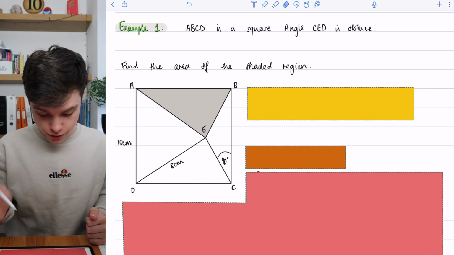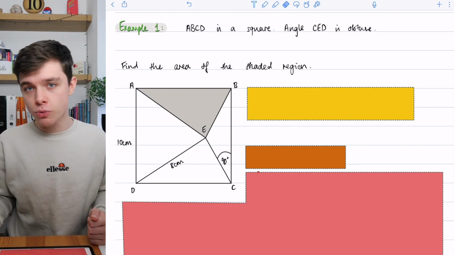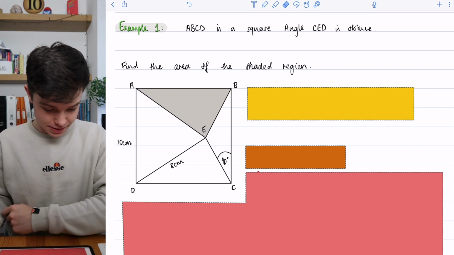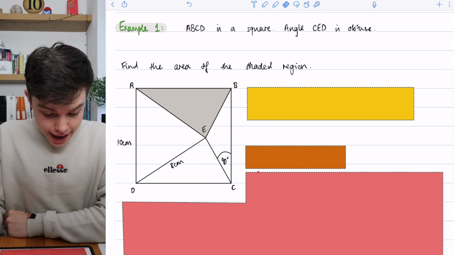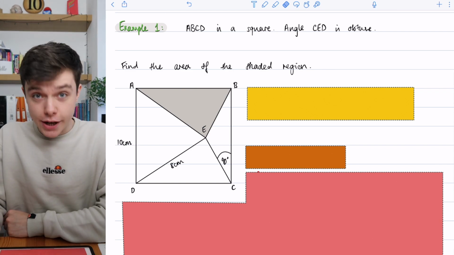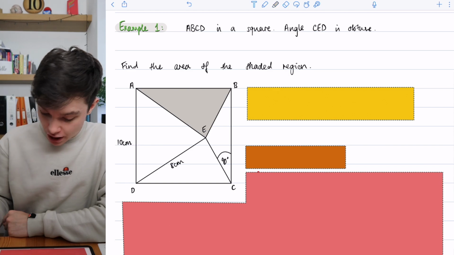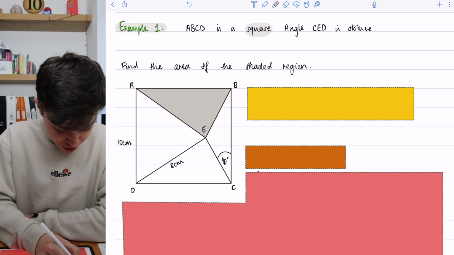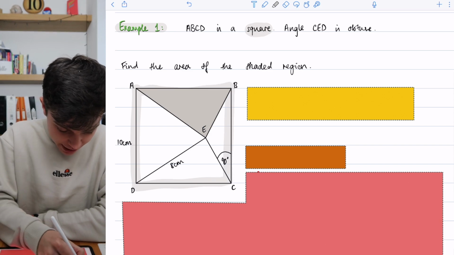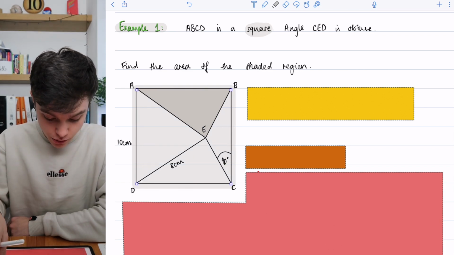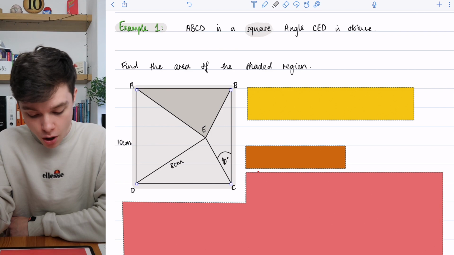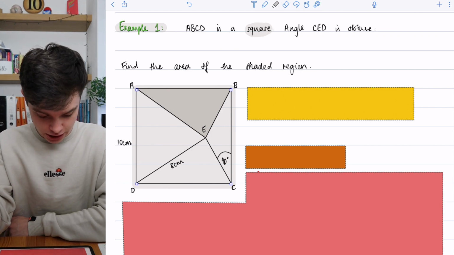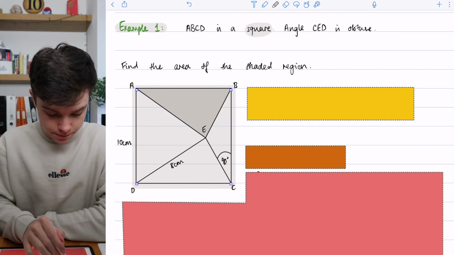Before we do that, let's read through the question and note a very key sentence. It says, ABCD is a square. So actually, that is quite key. ABCD is a square. So this shape here, by looking at it, we can kind of see it's a square, okay? But we're told it, so we can definitely use information about squares.